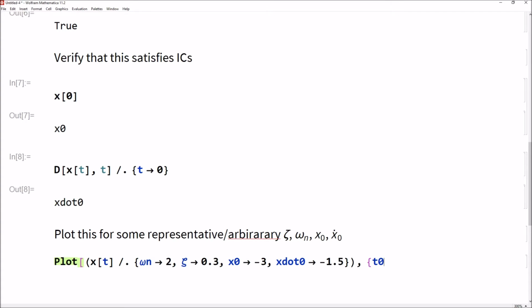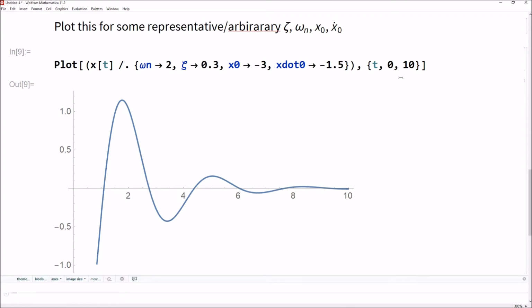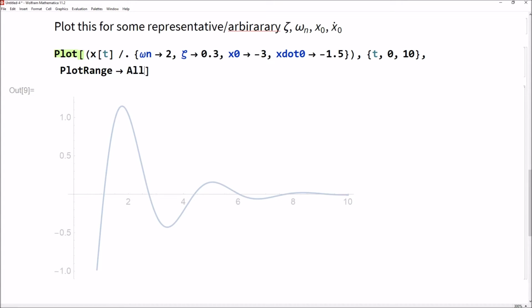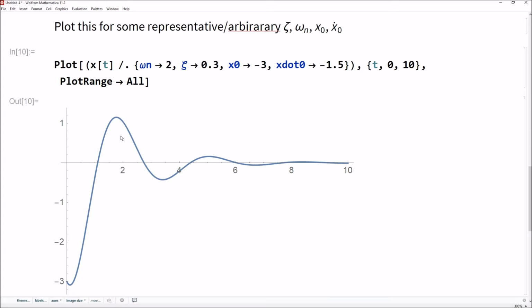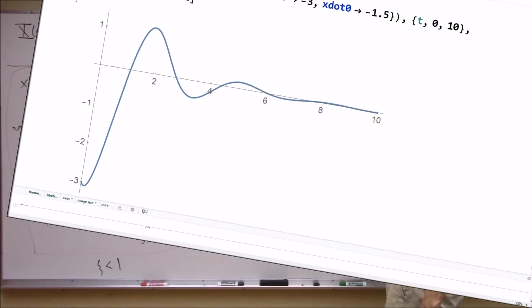Let's plot this function from t equals 0 to 10 seconds. All right, and shift enter that guy, and oh, it cuts some of this off. So tell you what, let's change the plot range. Whoops, PlotRange, All, shift enter. There we go. Now look at this. This looks awesome, right? It looks like the curve that we drew on the board, and look at this. It meets the initial condition. The initial position is -3, and the initial slope here is indeed -1.5. So I believe it. I think this works. So let's jump back over to the board and talk a little more about it.